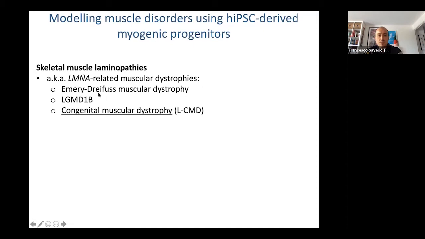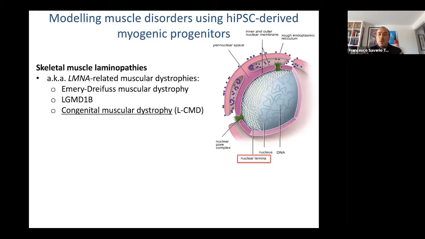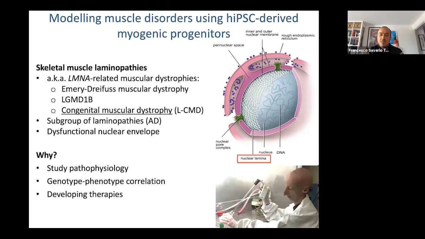Essentially, these are muscular dystrophies. You can see them here: Emery-Dreifuss muscular dystrophy, limb-girdle muscular dystrophy 1B, and of particular interest for us, congenital muscular dystrophies, which are all caused by mutation in lamin A/C, this LMNA gene, which is a gene coding for a nuclear envelope protein, which essentially confers stability to the cell nucleus and also regulates gene expression and chromatin organization.